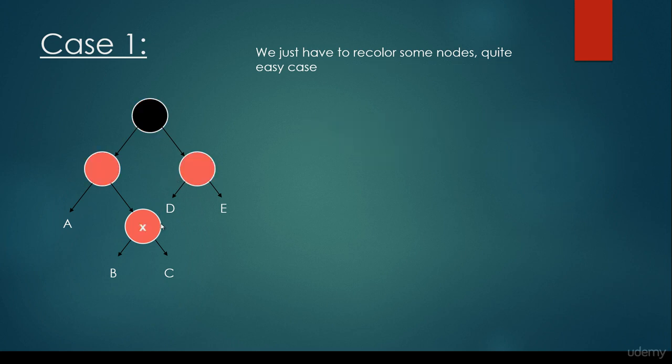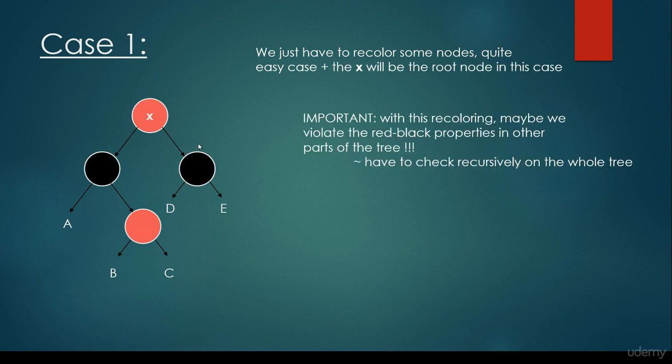As you can see, before the recoloring, X was a red node, the parent of X was a red node, and the uncle of X was a red node, and the root node was black. After the recoloring, the parent and the uncle swapped color in the sense that they are black now, and the root node has become red instead of black. And it's very important that with the recoloring, maybe we violate the red-black properties in other parts of the tree. So we have to check recursively on the whole tree whether the red-black properties are met or not.